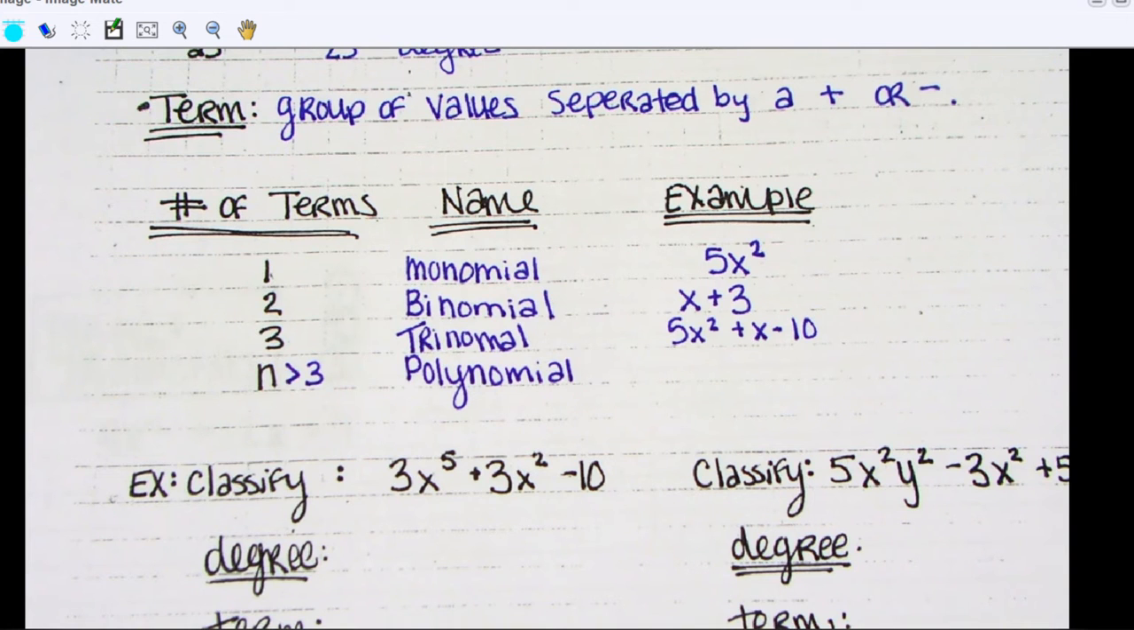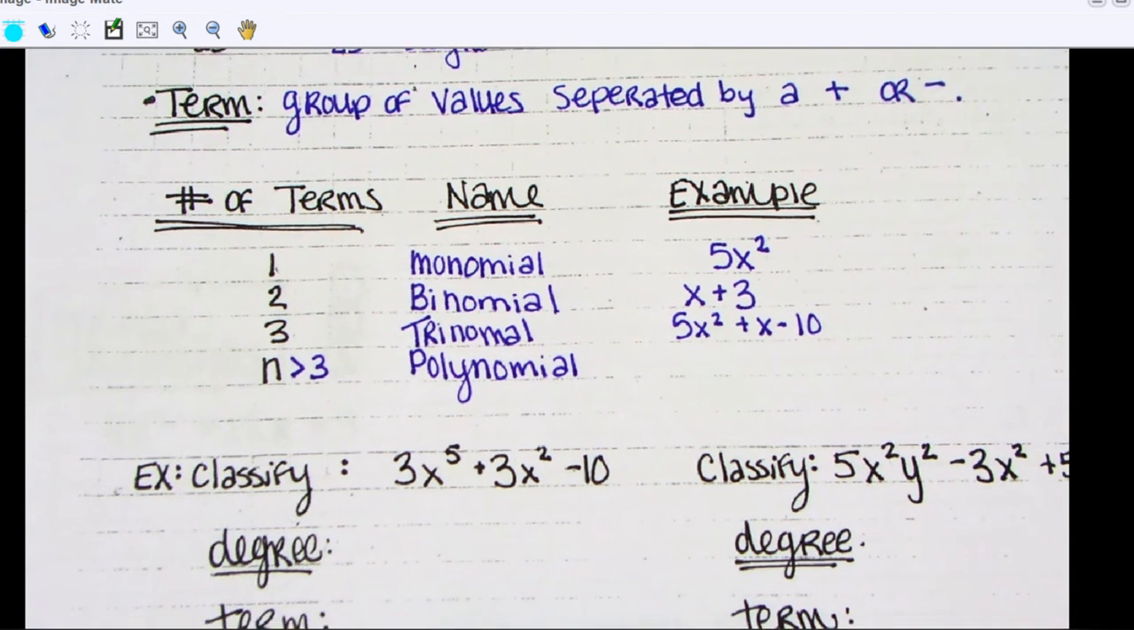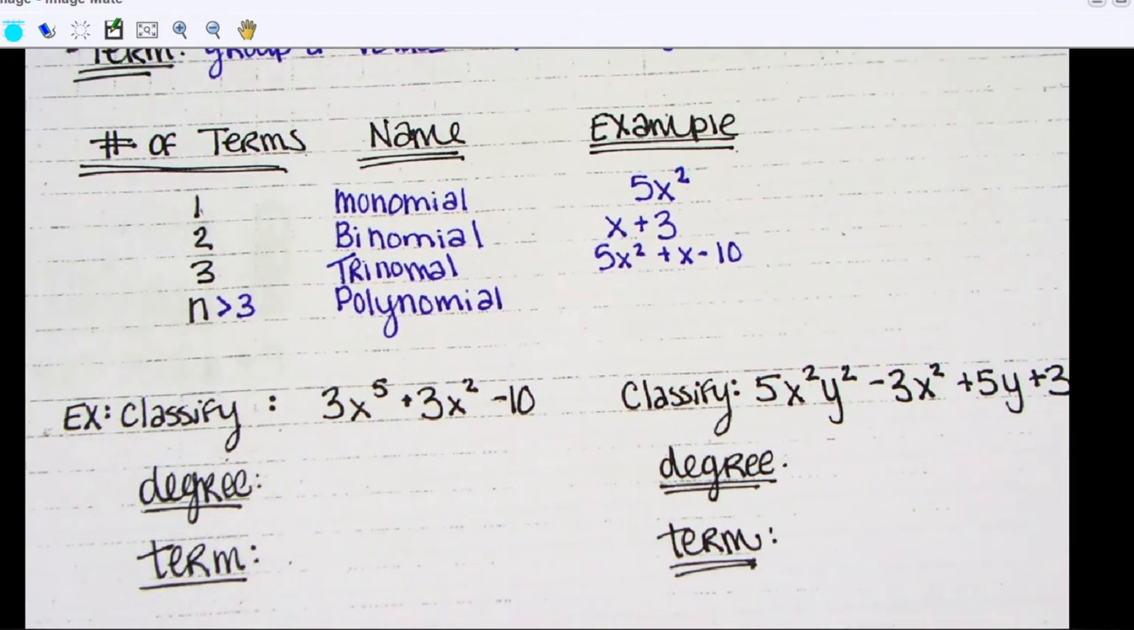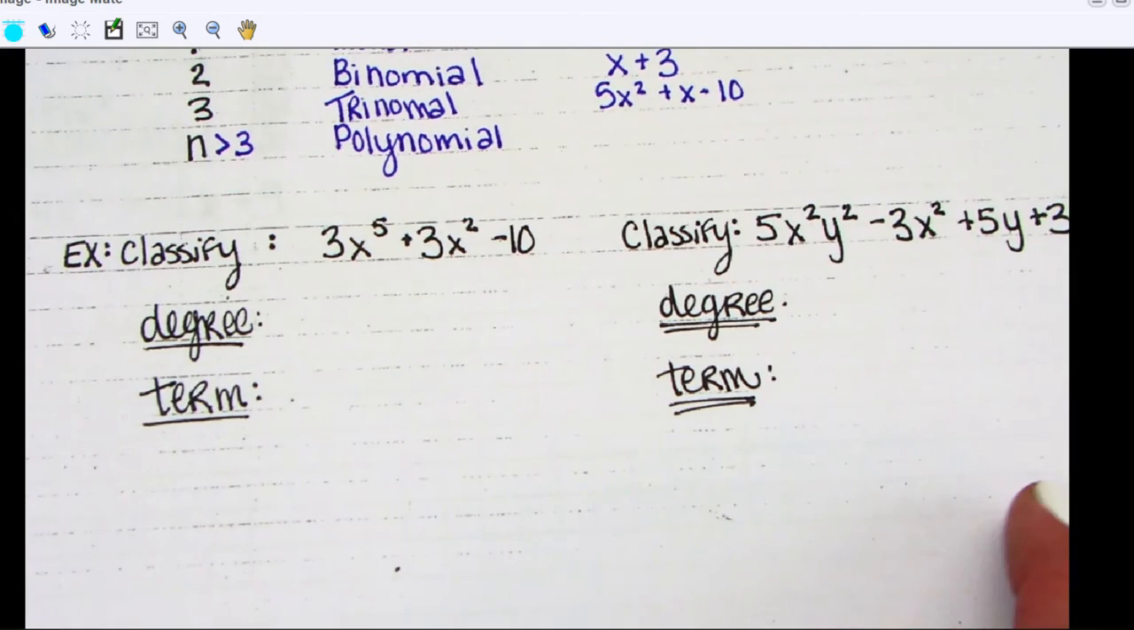Now, there are some ACT questions out there that could say, okay, here are my answer choices. The answer is a binomial with a coefficient of this and a C value of 7. If you know what those words mean, you can answer that question. It's mostly just vocab. So let's practice classifying real quick, and then we'll get into the factoring part. So down here, let's practice classifying the first one by degree and by term.